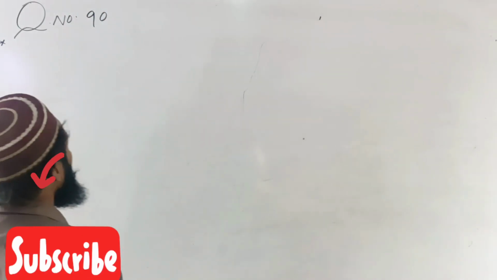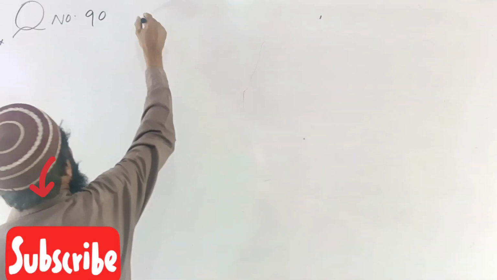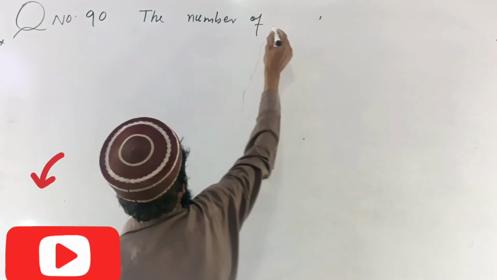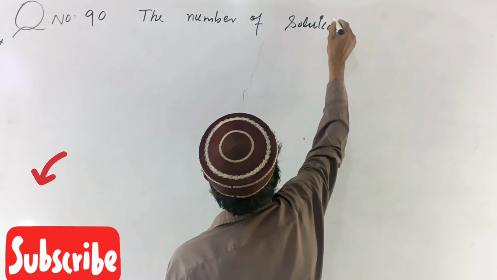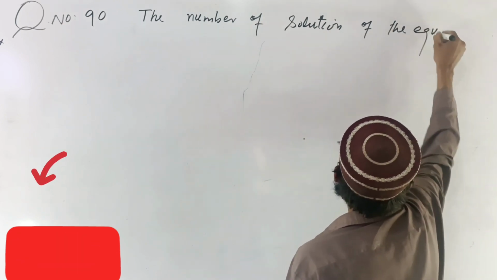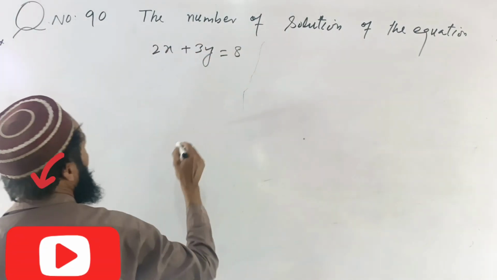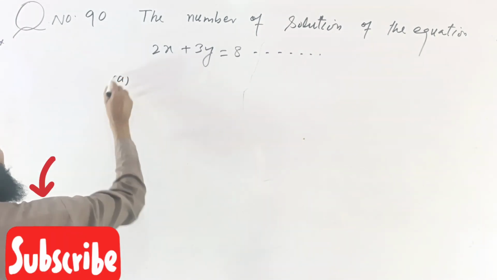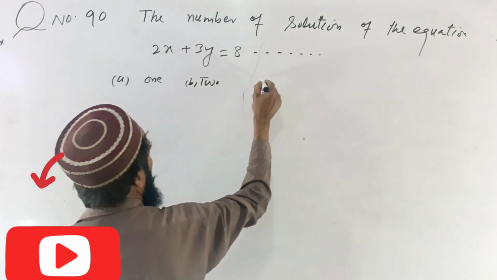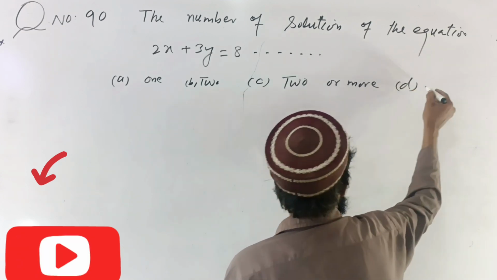Question number 90. The number of solutions of the equation 2x plus 3y is equal to 8. Option A: 1. Option B: 2. Option C: 2 or more. And D: none of these.